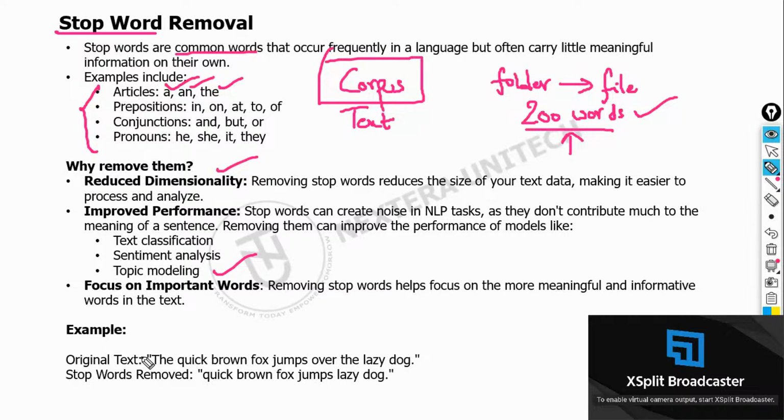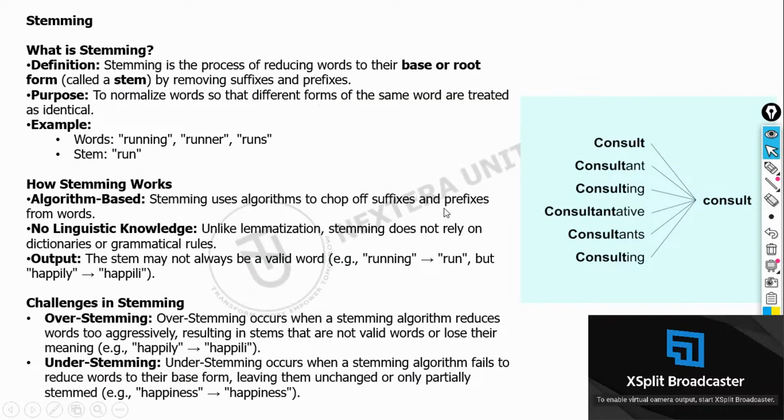And here is an example. The original text is: The quick brown fox jumps over the lazy dog. What are the stop words that you observe here? The, over, and the. So within one particular sentence, I observe three stop words. For sure you'll have stop words, the connector words, within a sentence, and you're supposed to remove them. Only then can you focus on the main important words, right? So we do it as part of pre-processing. I hope it's clear. From here onwards, majority of these pre-processing steps will be widely used. So focus.